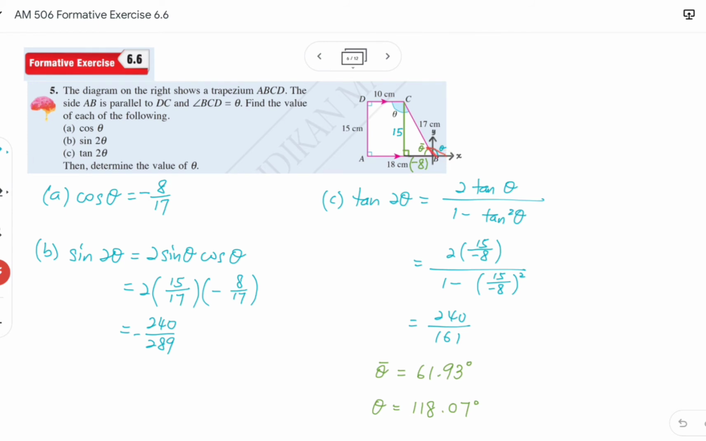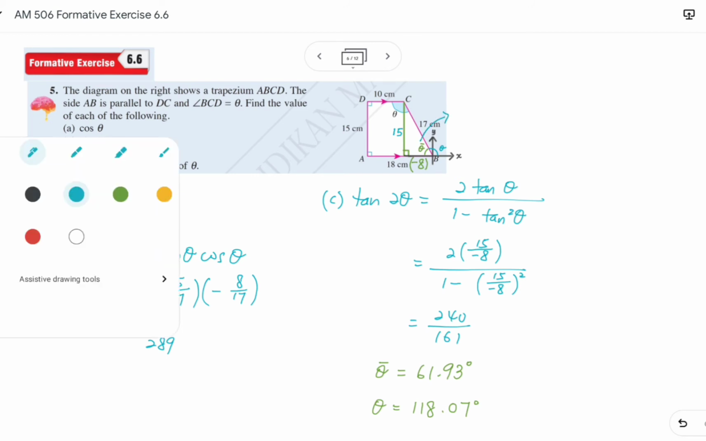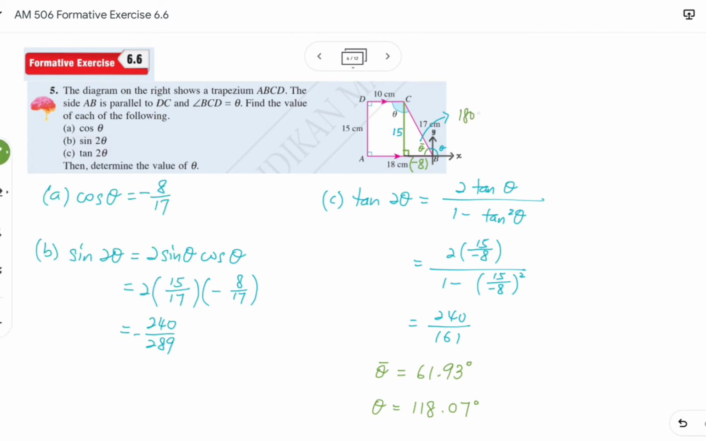We have alternate angles. So if this is theta and the green one is the reference angle of theta, which is 180 degrees minus the original theta, we will get the reference angle. So we can use this reference angle to find all the values for the trigonometric functions that we want.